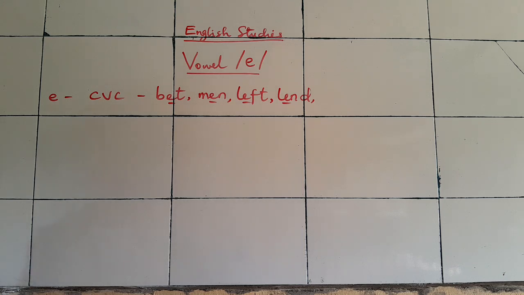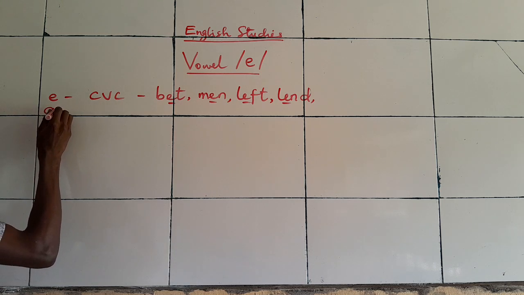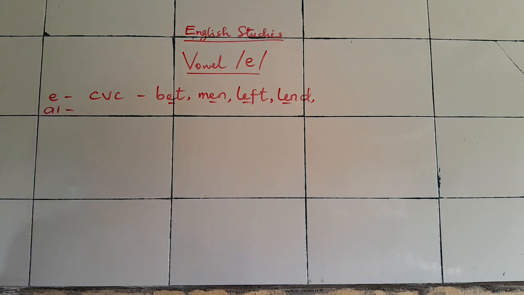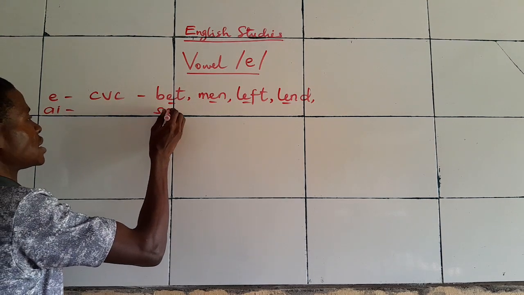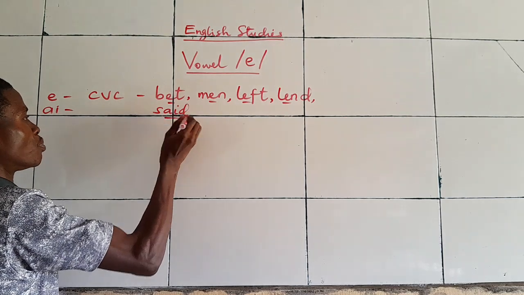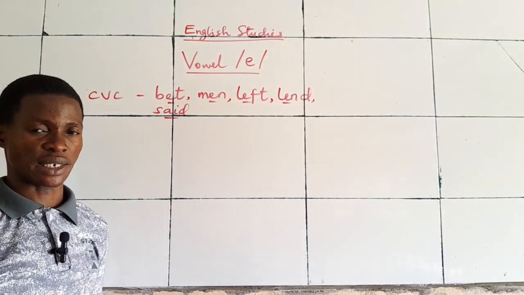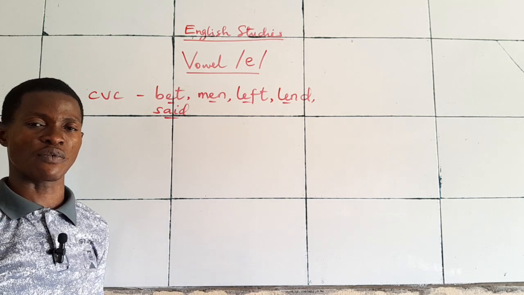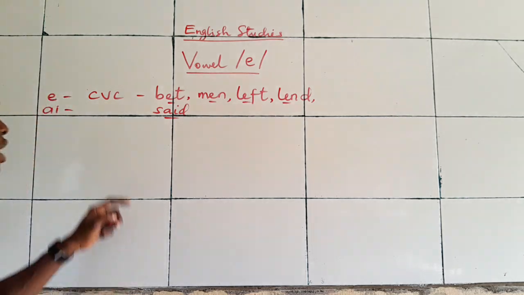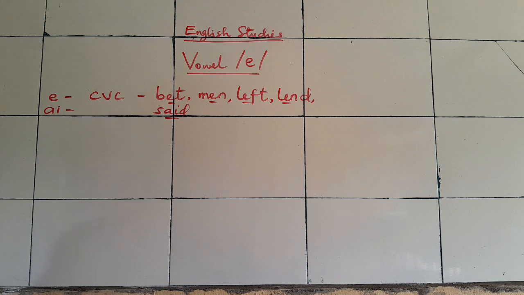No, it is not only letter E. We also have digraph AI. Digraph AI will as well give us the sound E. Consider this word, SAID. We call it said. SAID will give us said. Therefore, the sound E will be realized from there.